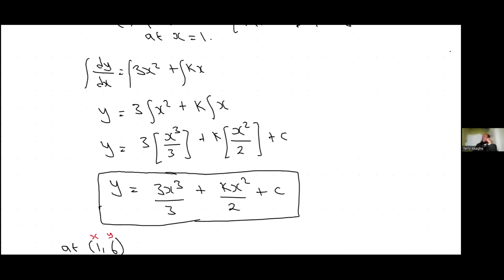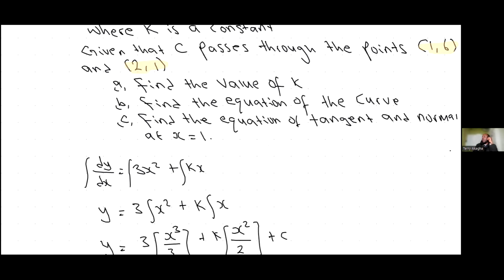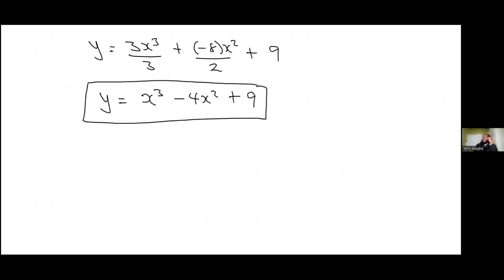Now the next part said that we should find the equation of the tangent and the normal at x equal to 1. So like I said, I have a series on equation of tangent, equation of normal. So please go back to the video. I think I did that under the differentiation series. So please go back and have a look. So how do you find the equation of the tangent? This part is so easy.